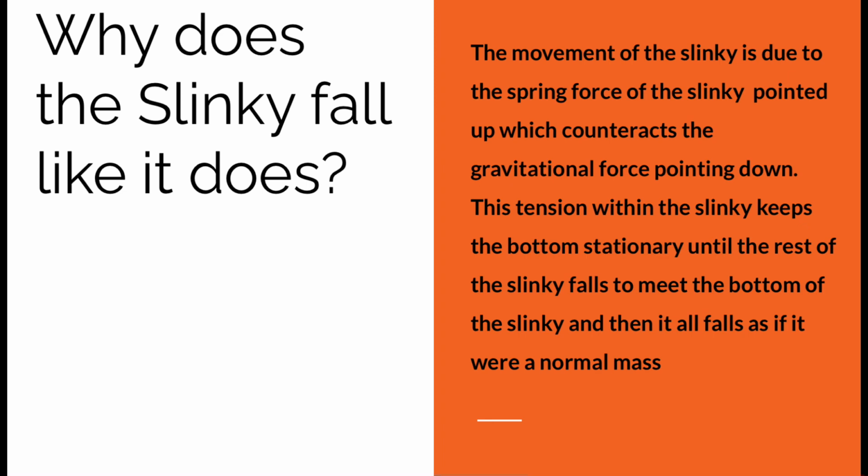So why does the slinky fall like it does? The movement of the slinky is due to the spring force of the slinky pointed up, which counteracts the gravitational force pointing down. The tension within the slinky keeps the bottom stationary until the rest of the slinky falls to meet the bottom of the slinky. And then it falls as if it were a normal mass once the top meets the bottom.